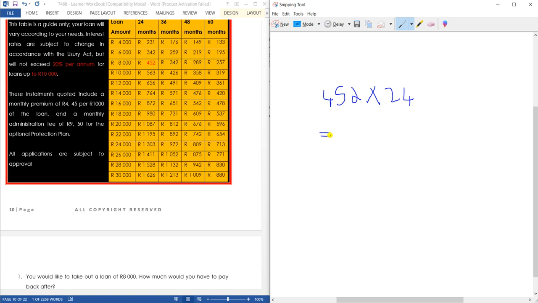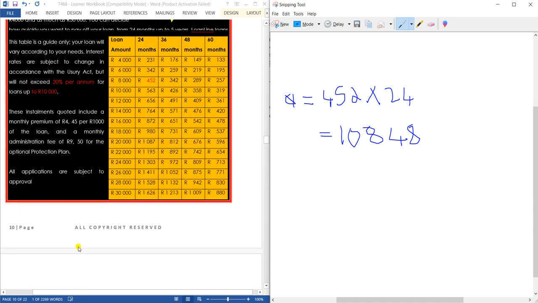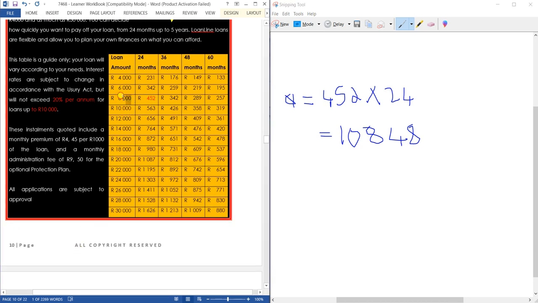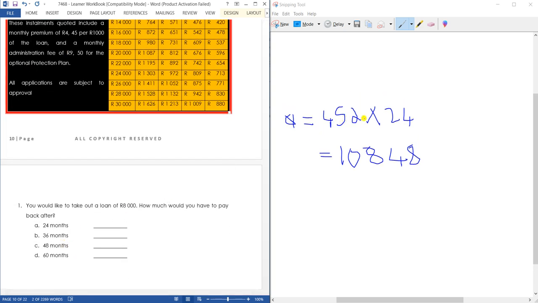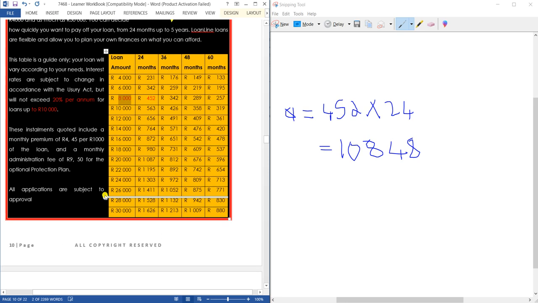That's 10,848. This is the formula which you have to use for all the answers for B, C, and D. So for 36 months, for 8,000 still, we are still in this column for the loan amount of 8,000. For 36 months, you use the same principle or the same method. So that's how we go about answering this question.